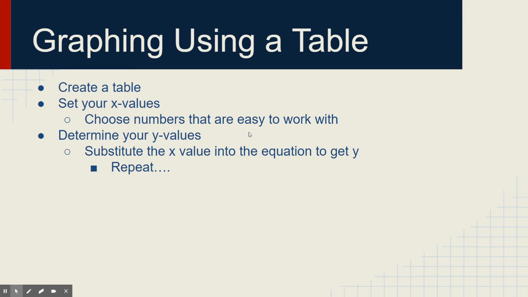If we choose larger numbers, that can create a little bit more work for us. So if we choose easy numbers, they can be easy to compute our y values, and they can also be easy from a graphing standpoint as well. So next you set up your x values. After that, determine your y values. To determine your y values, take each x value, substitute that into the equation, and simplify that down to get y. Do that for each and every x value, repeating that process for as many x values as you set up.